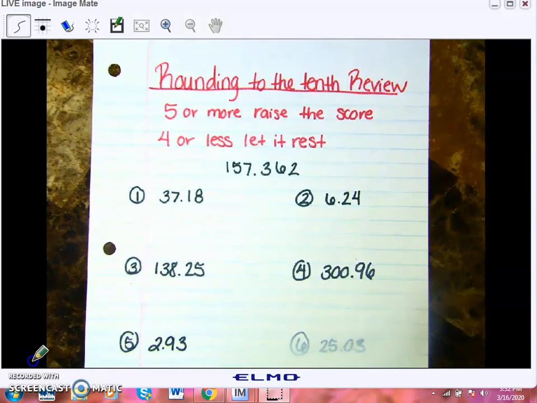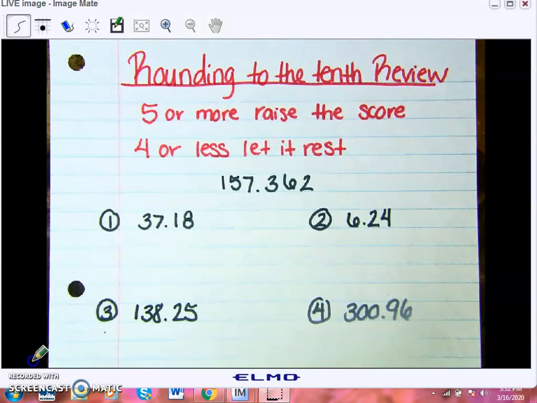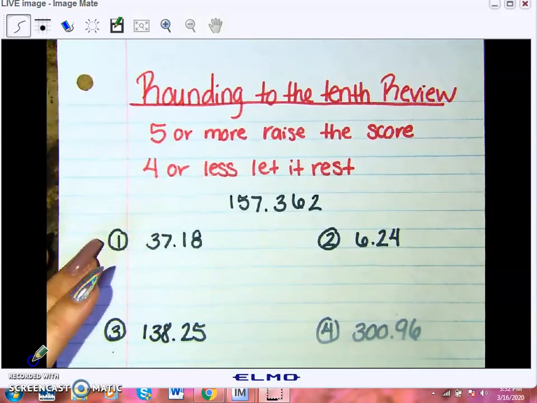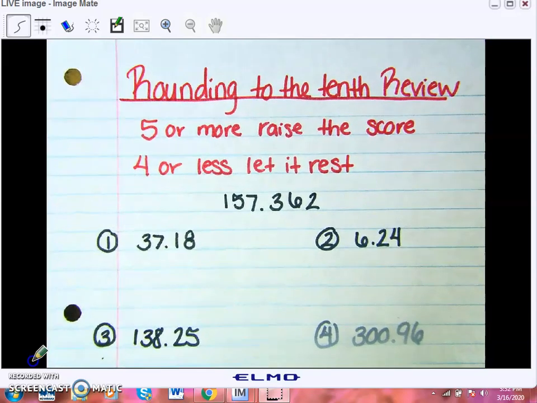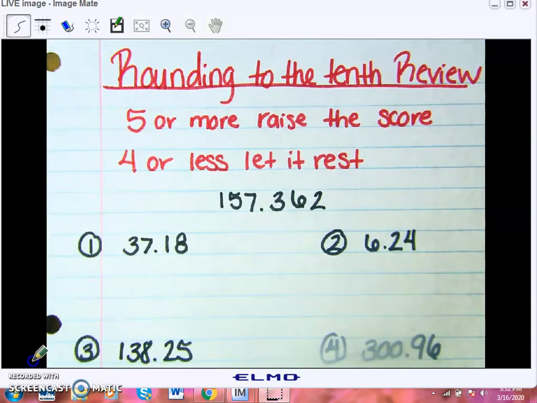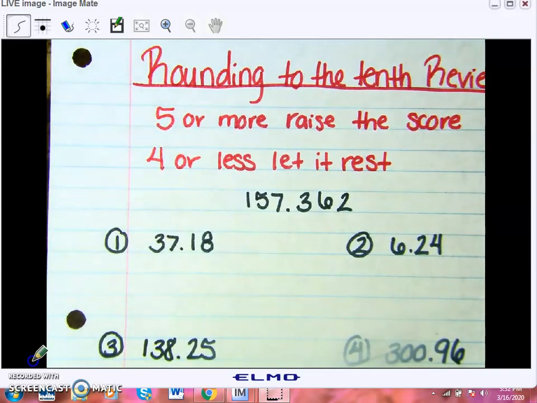Before we went out, we found, as a class, we decided on multiple sayings. One of the sayings that we decided on to use was 5 or more, raise the score, 4 or less, let it rest. And that's going to apply to the number in the hundredths place since we are rounding to the nearest 10th. So let's very quickly review our place values.